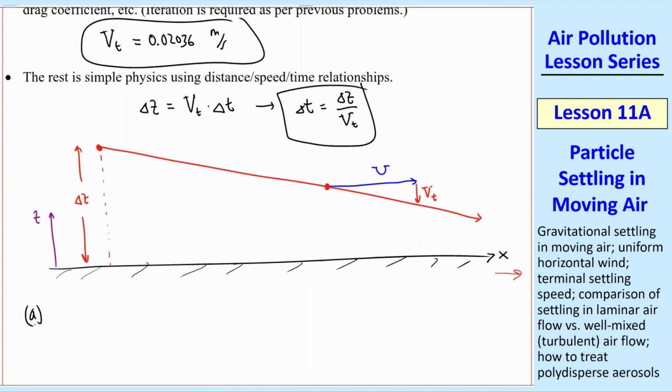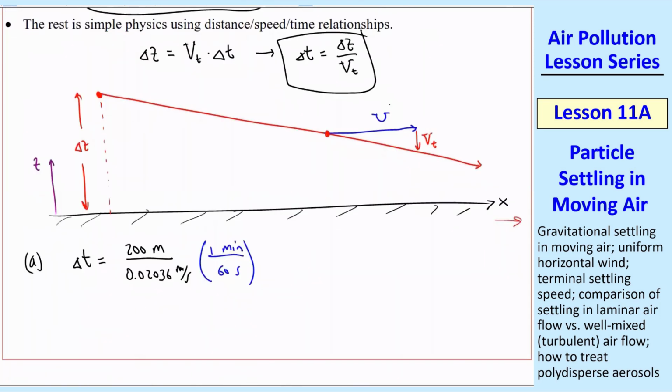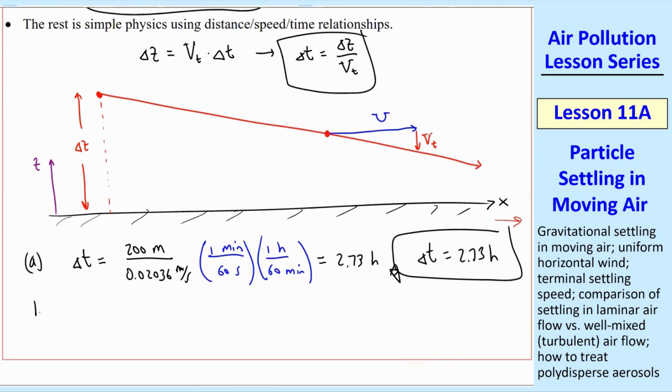So for the laminar case, everything is nice and uniform. We plug in our numbers. The initial height or elevation was given as 200 meters, and then the VT we just calculated is 0.02036 meters per second. I need 2 unit conversions here, 1 minute per 60 seconds. I forgot to type this in. I want this answer in hours. So I have to convert to hours. 1 hour is 60 minutes, and I get 2.73 hours, which is my answer for the laminar case.